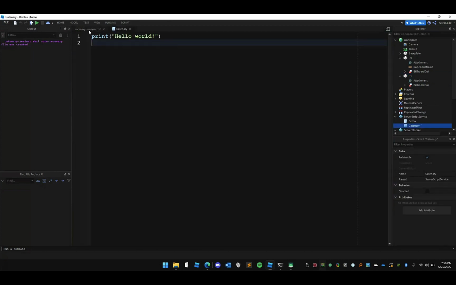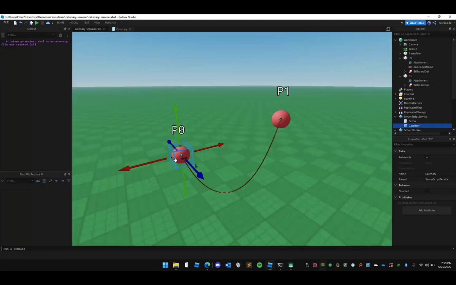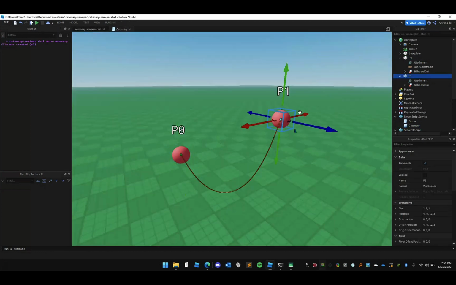Right, so let's start with some just boilerplate. So we'll make a catenary object. Then one of the methods we want to have is solve position, and that's going to take the parameter t. T is a number from 0 to 1. So when t is at 0, it's like if you've done linear interpolation. When t is at 0, we want it to be at p naught, and when t is at 1, we want it to be at p1.